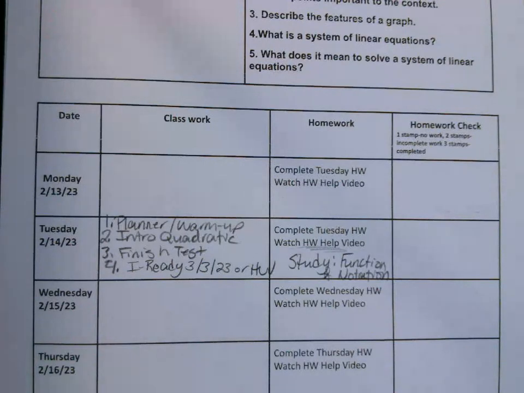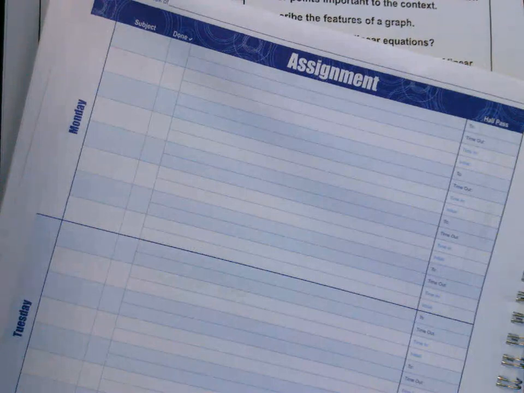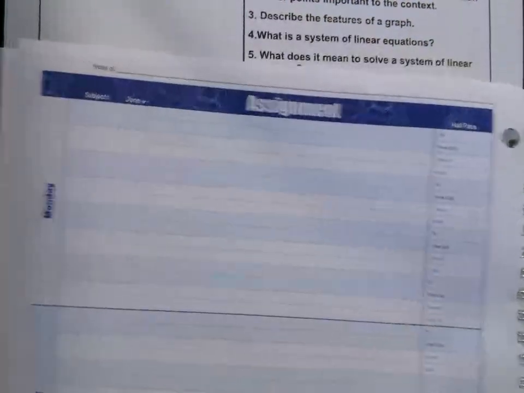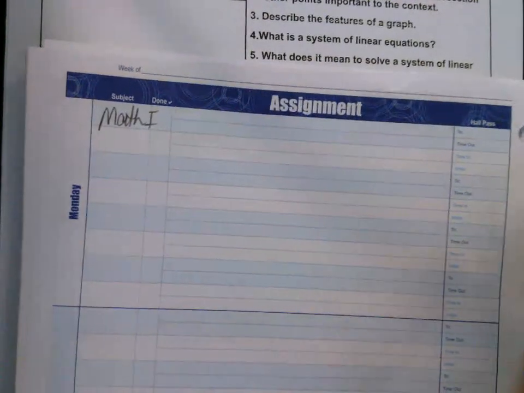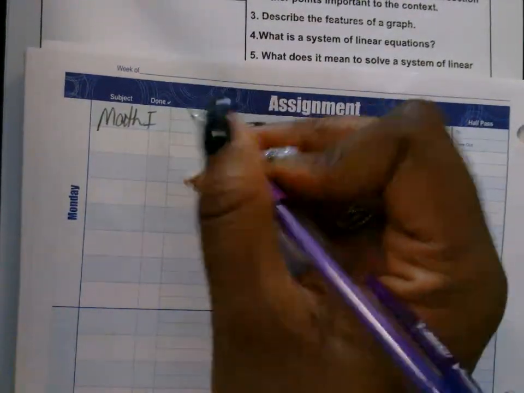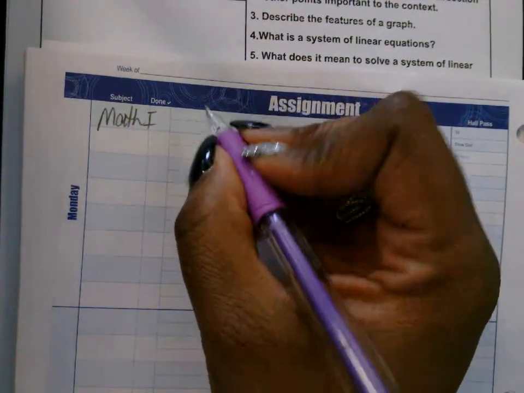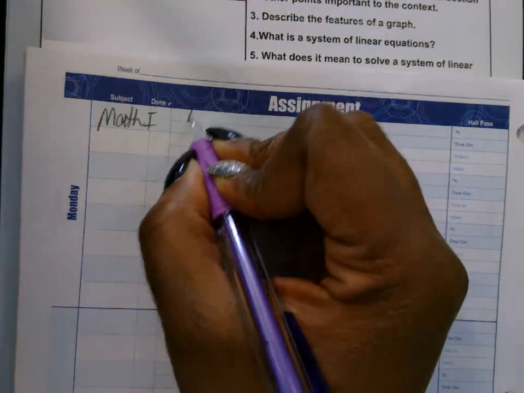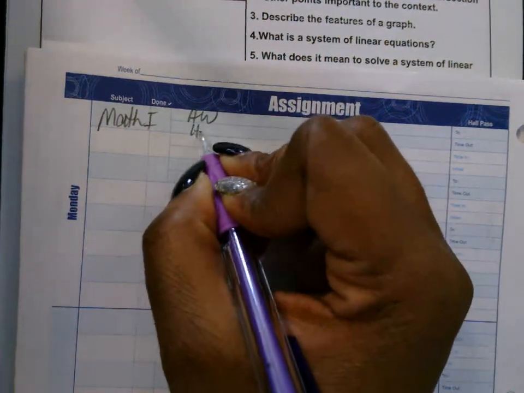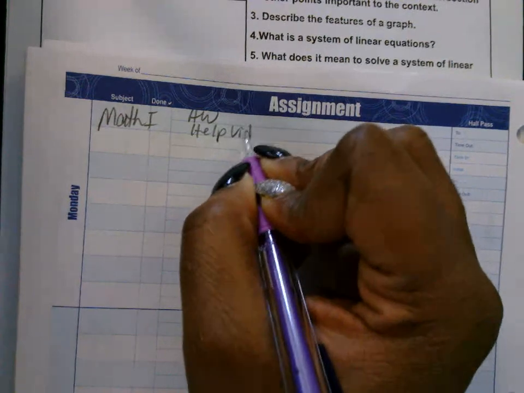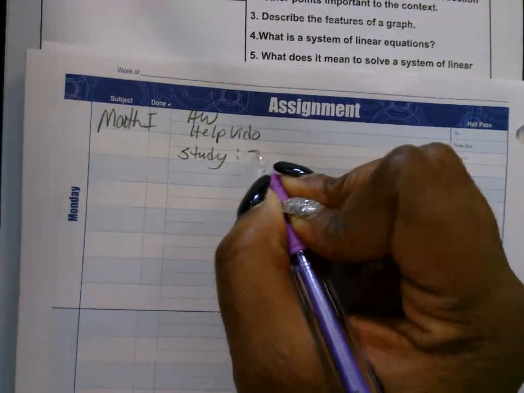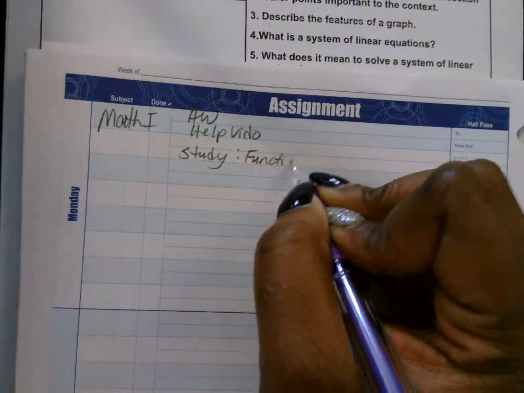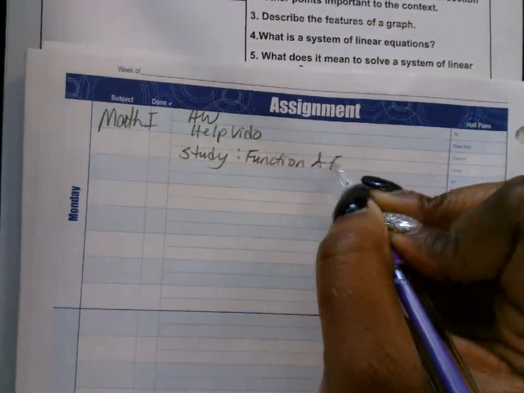I'm going to pause for the calls. Make sure you take out your planner. All right. So yesterday I did tell you to write in your planner. You should have written Math 1. We took our test yesterday, but last night we completed the homework. So you had homework and you had a help video. Please make sure that you also study. What we're studying this week and reviewing is function and function notation.